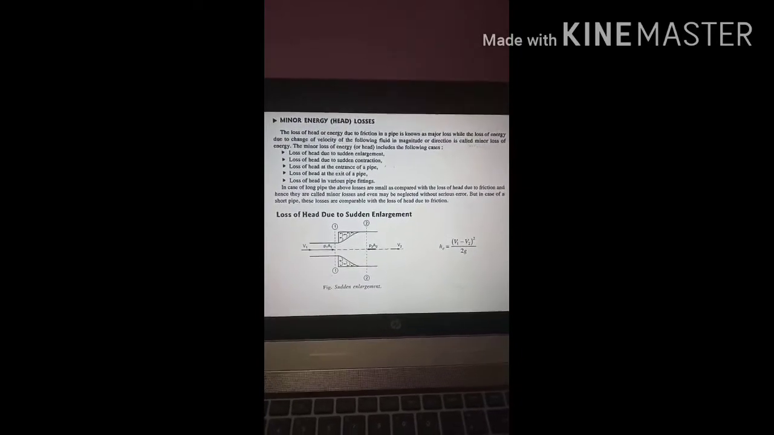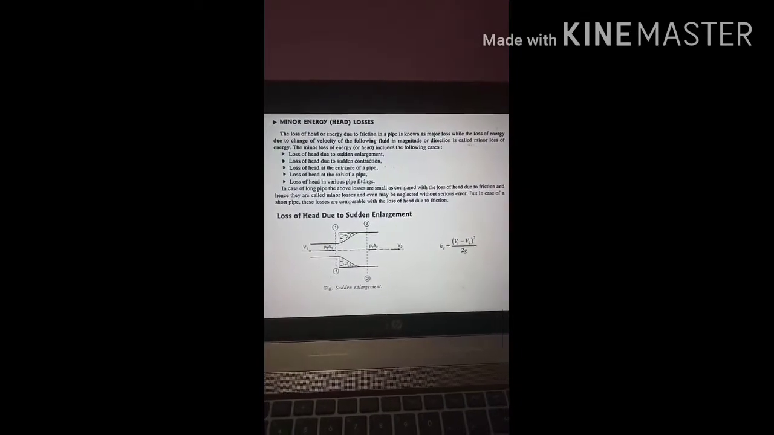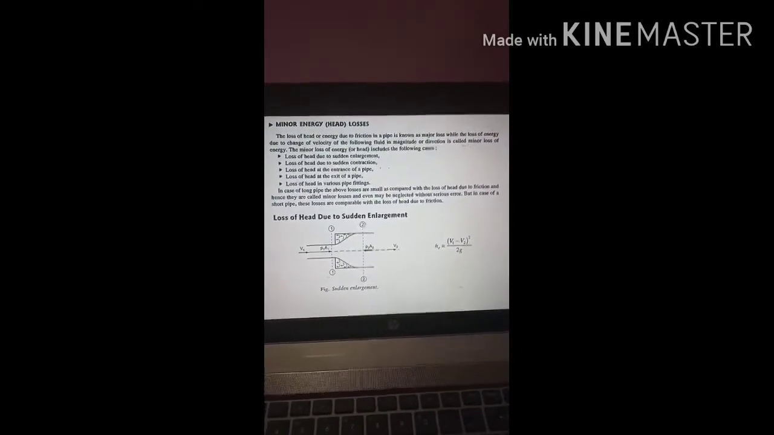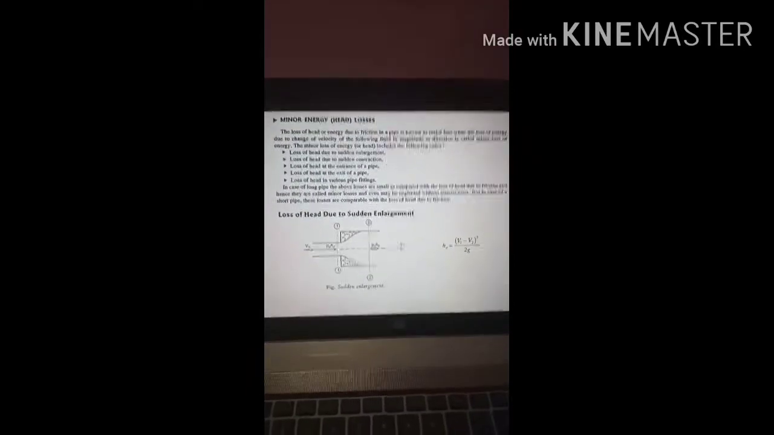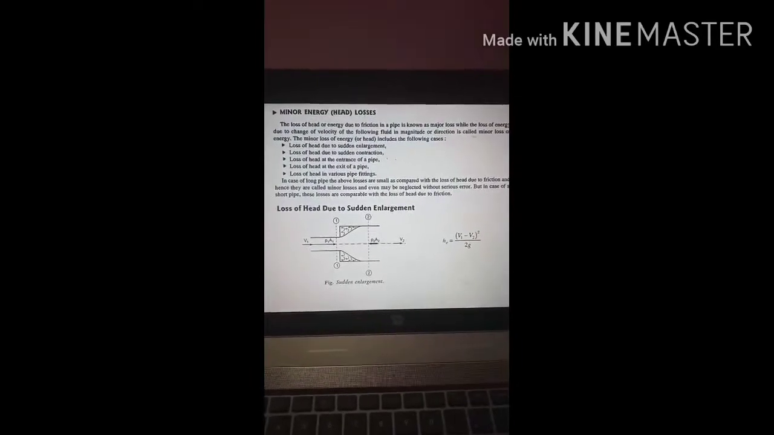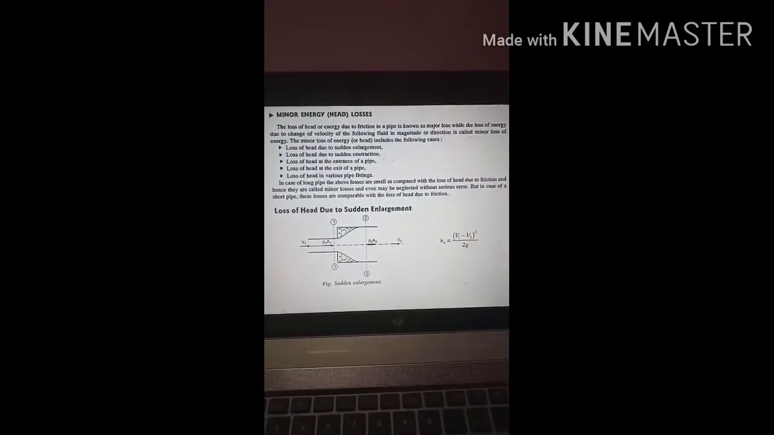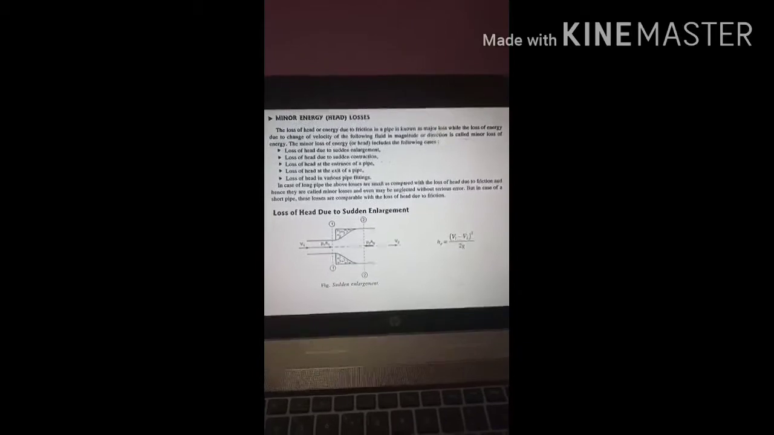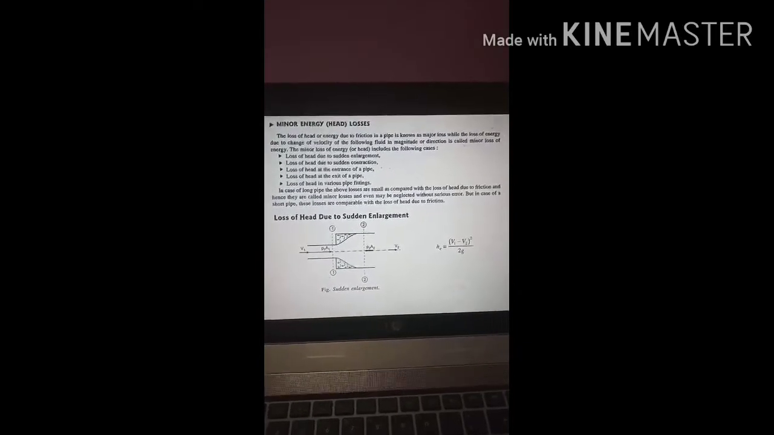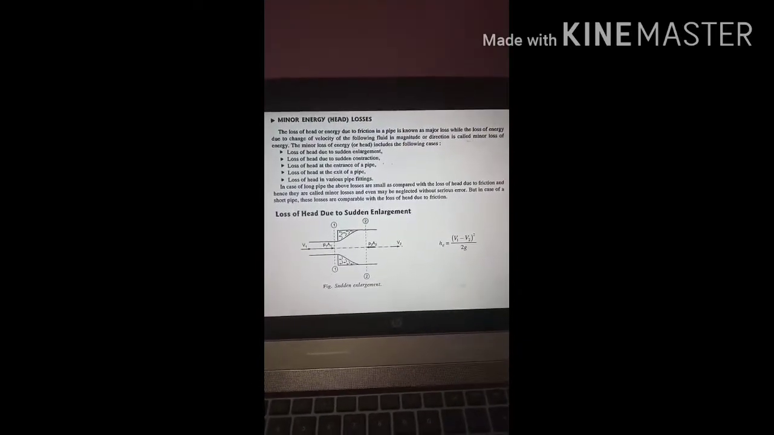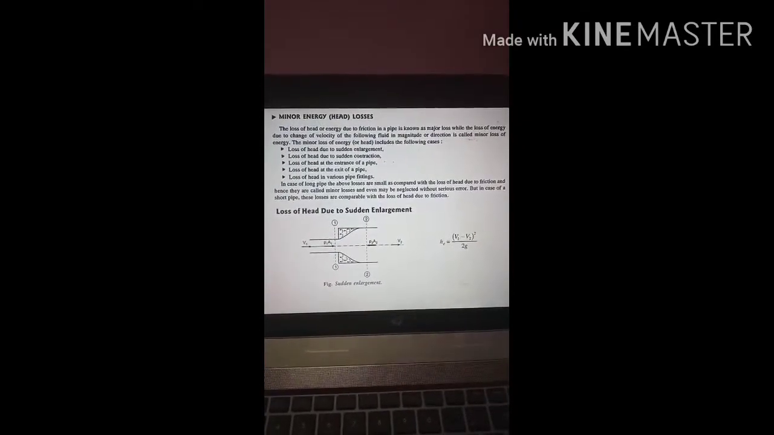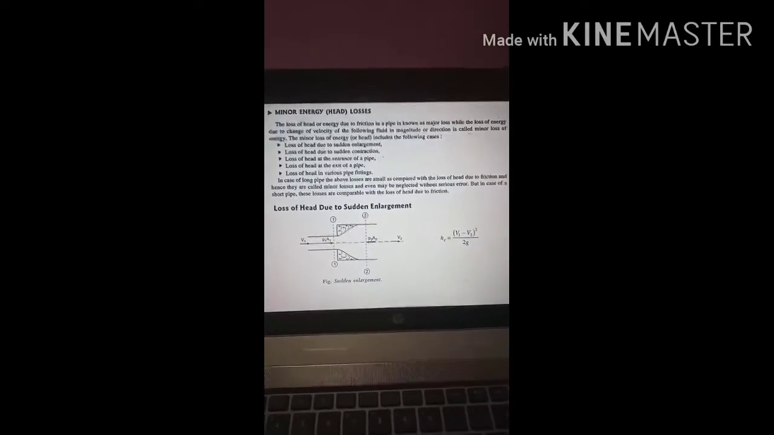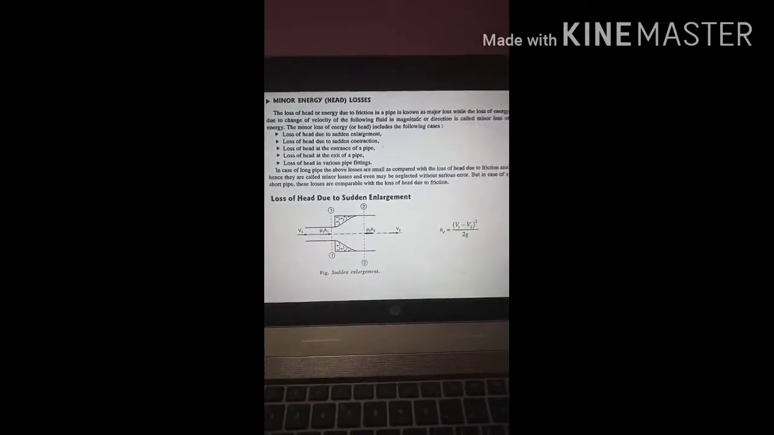Now the name is minor loss. That means the value of minor loss by calculation is going to come less than major loss. That's why its name is given as minor energy loss. Many times the minor losses are very small compared to the major loss, and hence they are neglected in many numericals. But as far as short pipes are concerned, the minor energy losses are considered for the calculation.